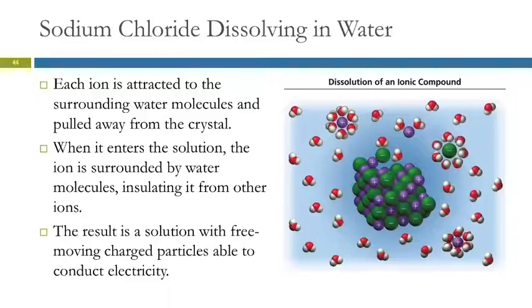Electrical current is the flow of electrons. It's electrons moving. In order for electrons to move, there has to be something that allows them to move. These ions can move electrons through the water. And so it allows the solution to conduct electricity, whereas the pure water does not conduct electricity.